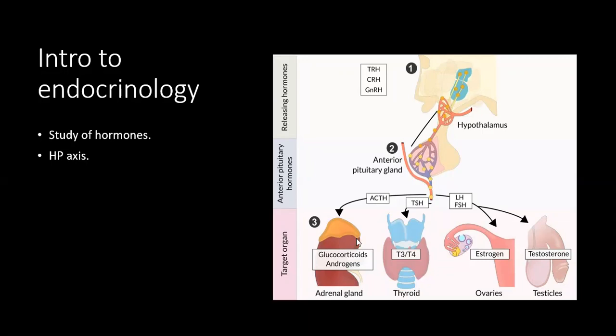And these go out to target glands to release the end hormones, which are like cortisol, thyroid hormone, estrogen, testosterone. And these work on a negative and positive feedback mechanism. So as the end hormones increase, we get a decrease in the stimulating hormones and a decrease in the releasing hormones. If these are low, the opposite happens.